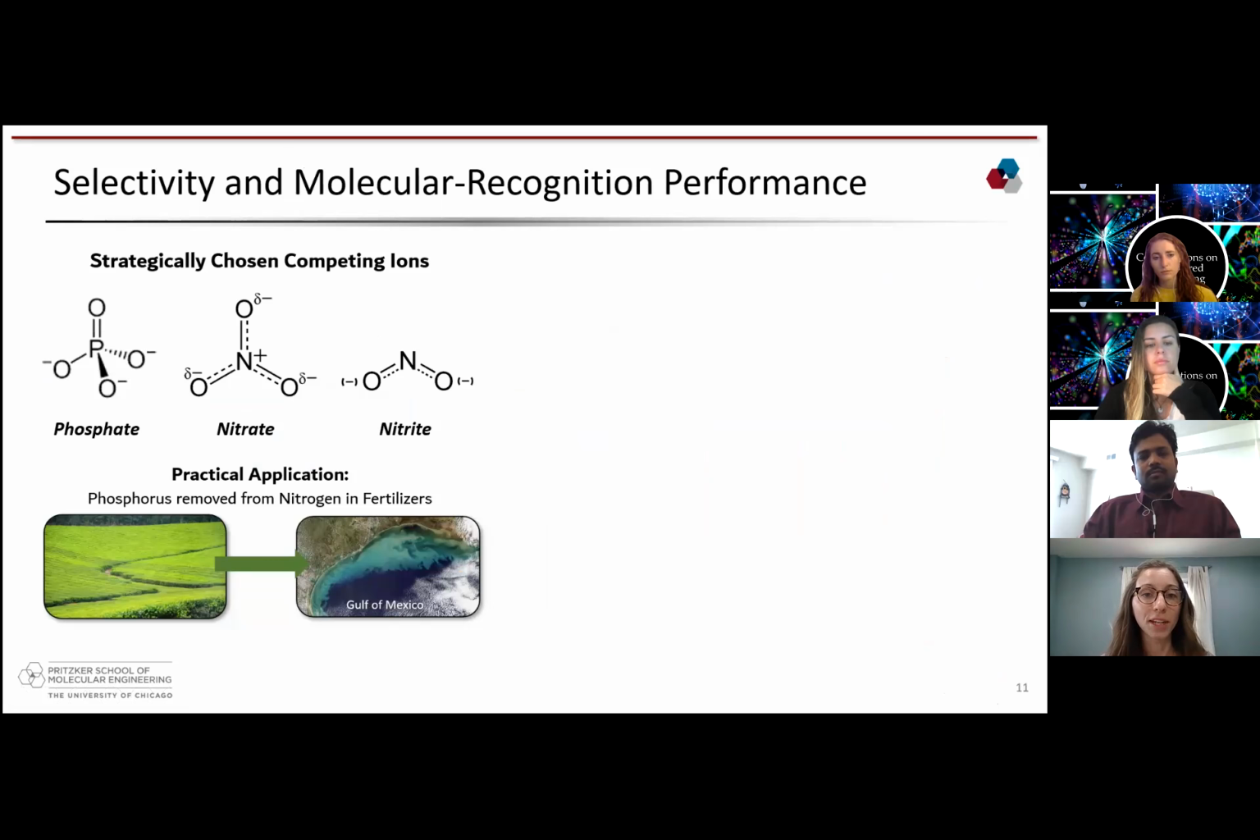So the last experimental thing that we wanted to check is, is it selective? So great that it binds phosphate, but is it just doing it because we have a positive charge and it's targeting a negatively charged anion? So the 2 competing ions that we chose are nitrate and nitrite, and we did that specifically for the application of fertilizers. Fertilizers largely consist of phosphorus and nitrogen molecules. And so we want to be able to see, can it extract phosphate out of a nitrate-rich environment?